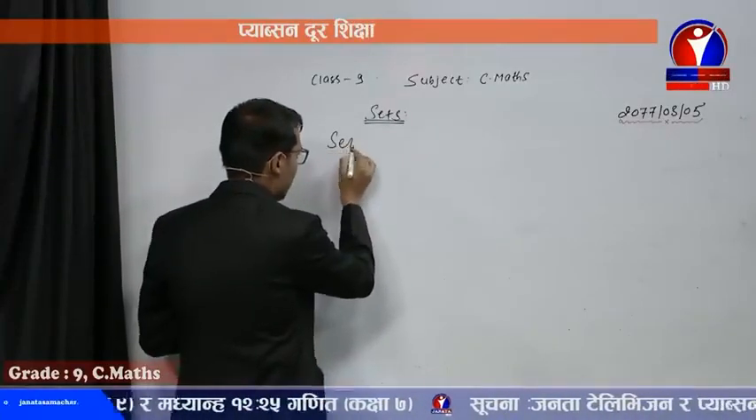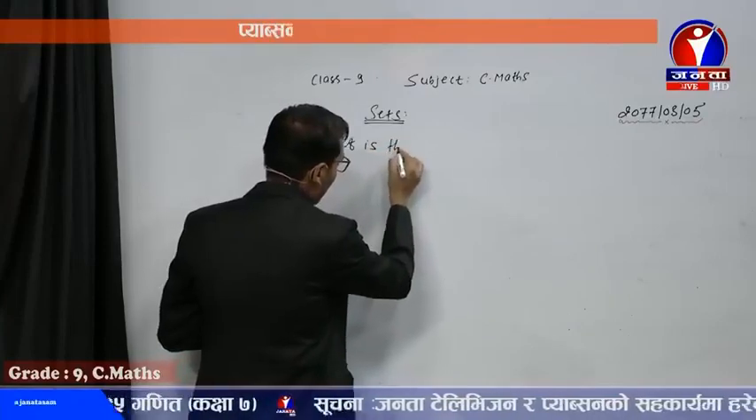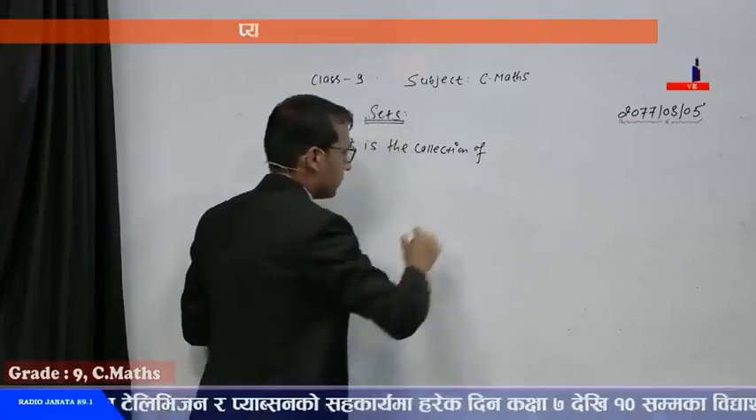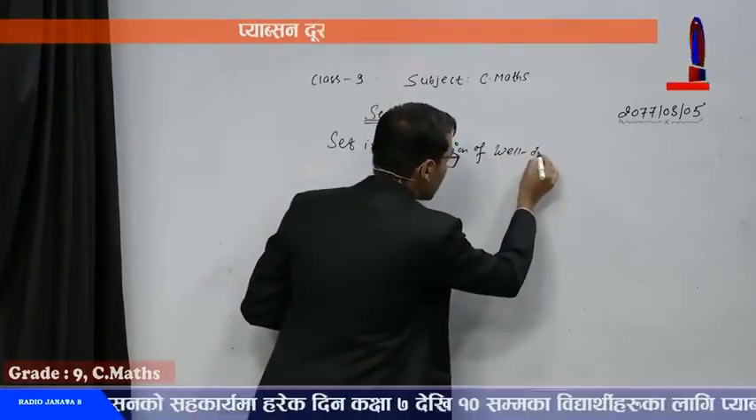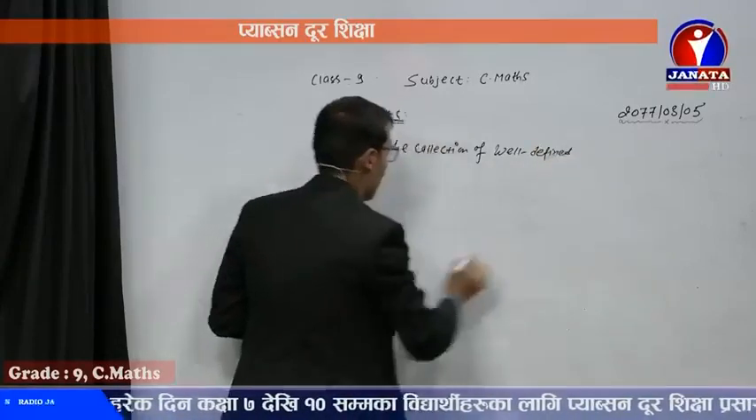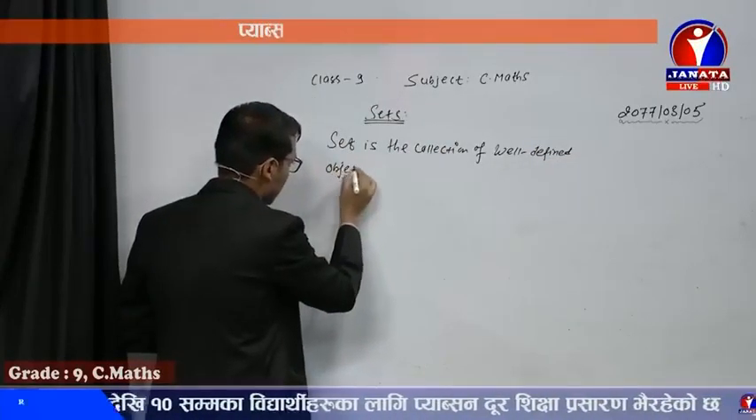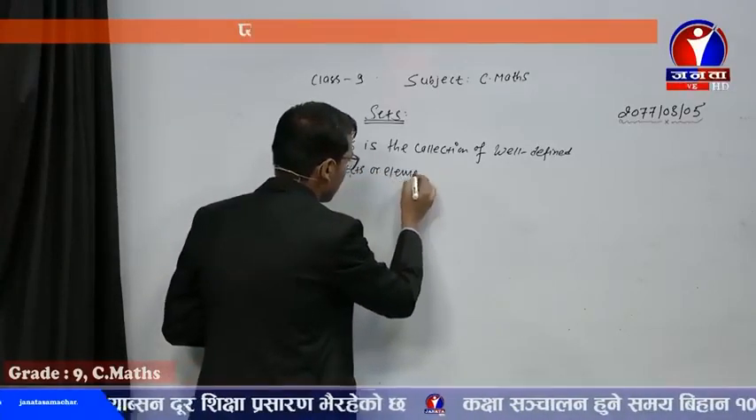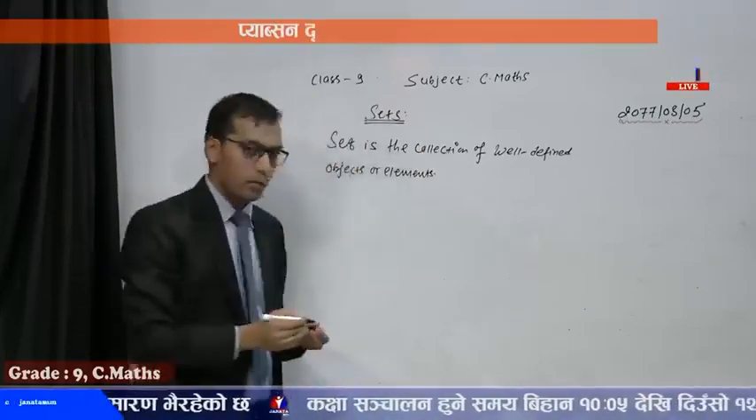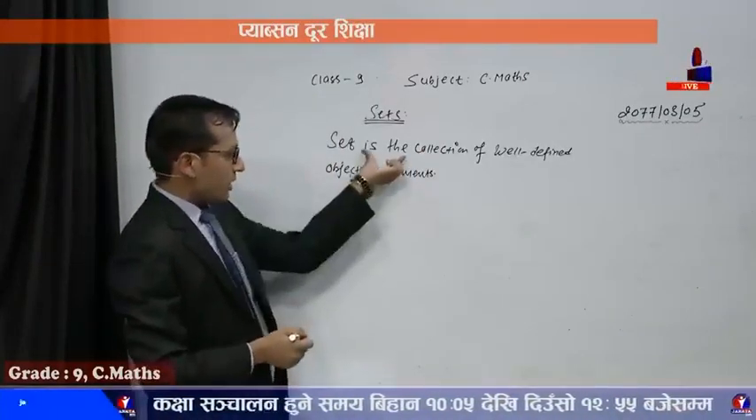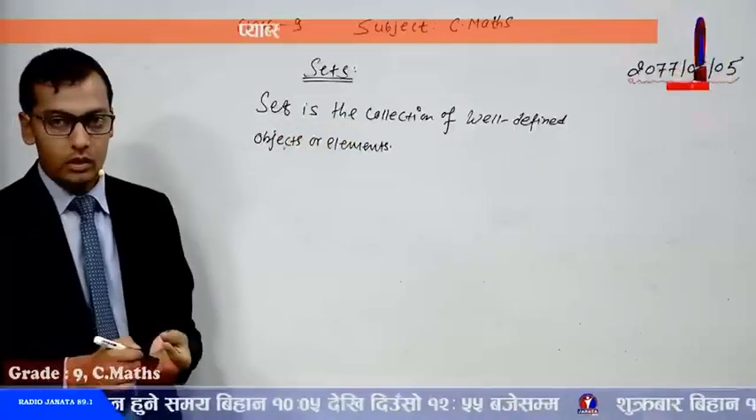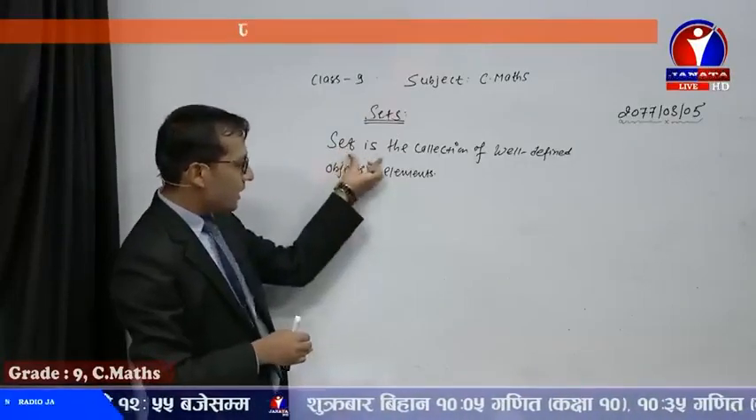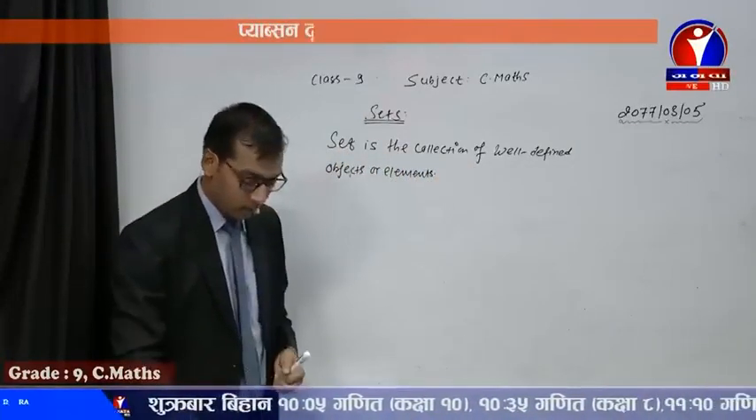A set is the collection of well-defined objects or elements in mathematics. So you can see on the screen. I'm in front of you, you're watching me. A set is the collection of well-defined objects or elements.